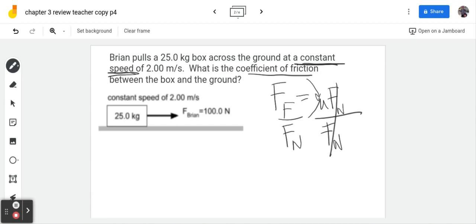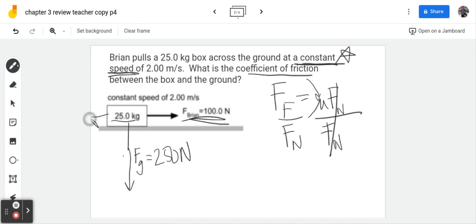If I do a quick sketch, I know that force of gravity is going to be 25 times 10, which is 250. Actually, I'm going to make this a little bit bigger because we already have the force of Brian, which is 100. Constant speed, I underline that. That means the force is balanced, which means the force of friction is also 100. And the normal force is also 250.